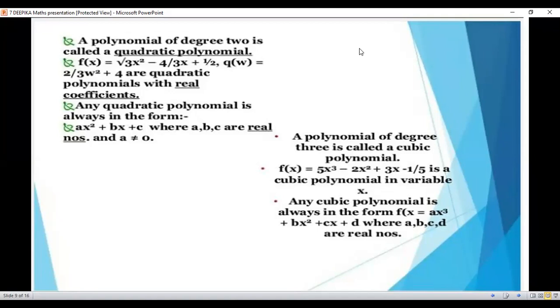A polynomial of degree 3 is called a cubic polynomial. For example, f of x is equal to 5x cubed minus 2x squared plus 3x minus 1 by 5 is a cubic polynomial in variable x. Any cubic polynomial is always in the form ax cubed plus bx squared plus cx plus d, where a, b, c, d are real numbers. So next slide.